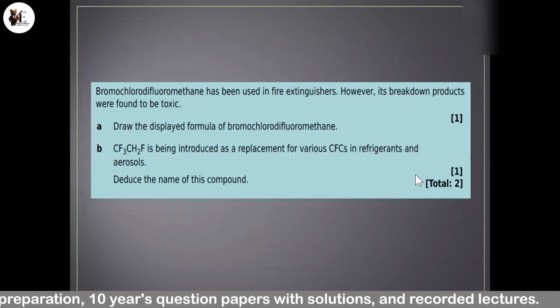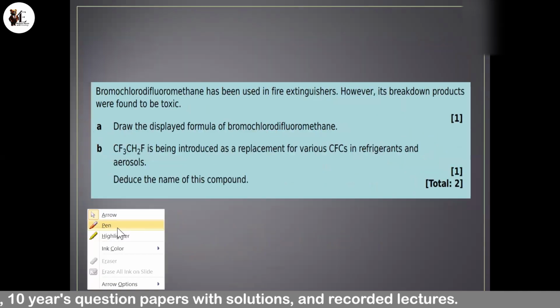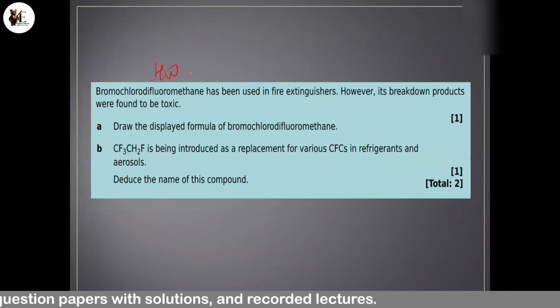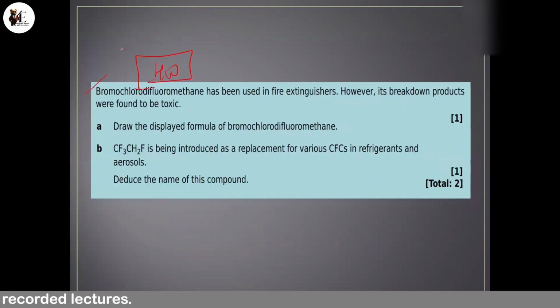And this is again your homework question. Write it down. It is a 2-mark question. You can see that this is a lengthy question, but marks are only 2. So you have to just draw the displayed formula and then you have to just deduce the name of the compound.